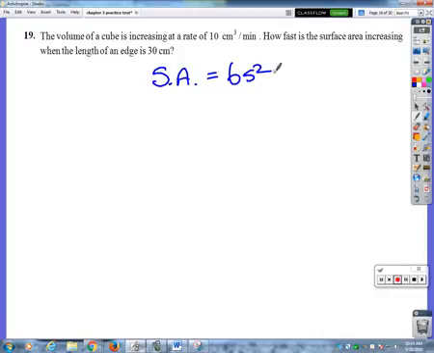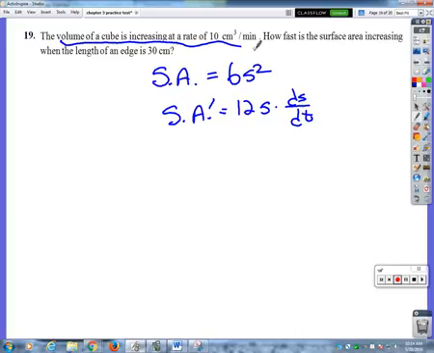So now I have to take the derivative of that. How fast is the surface area increasing? The derivative of that is 12s ds dt. Well, let's see, how fast? We know that s is 30. We're trying to find ds dt. Well, we haven't used the fact that the volume is increasing, right?